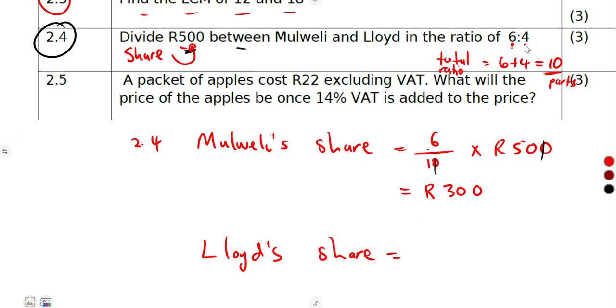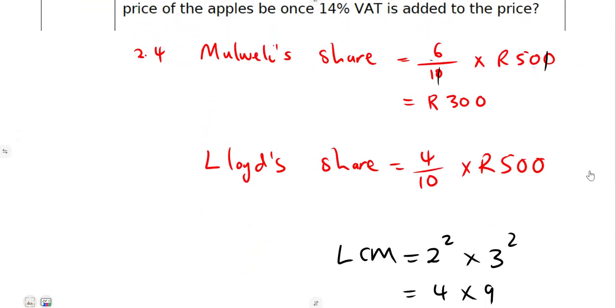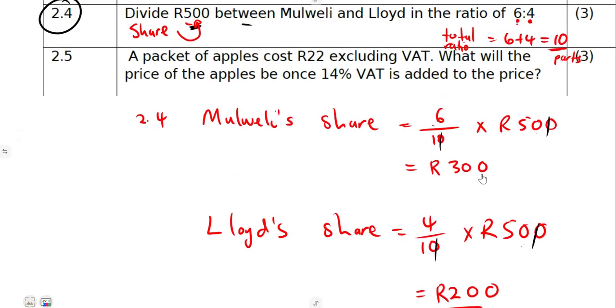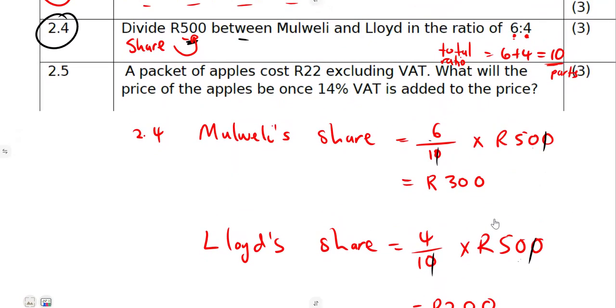Then Lloyd is going to obtain how much? According to his ratio, it is 4 out of the total ratio 10 times what they are sharing, 500 Rand. So this is going to be his share, according to his ratio. 50 times 4, that is 200. So it's going to be 200 Rand. According to the ratio, they are sharing the amount of money given there.